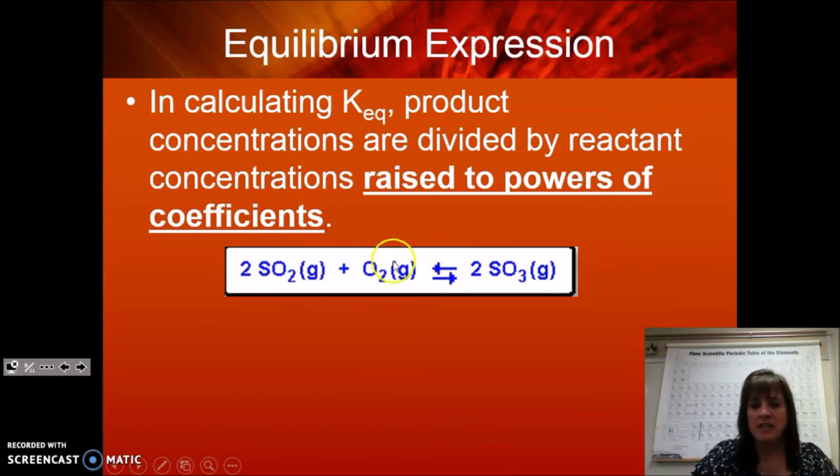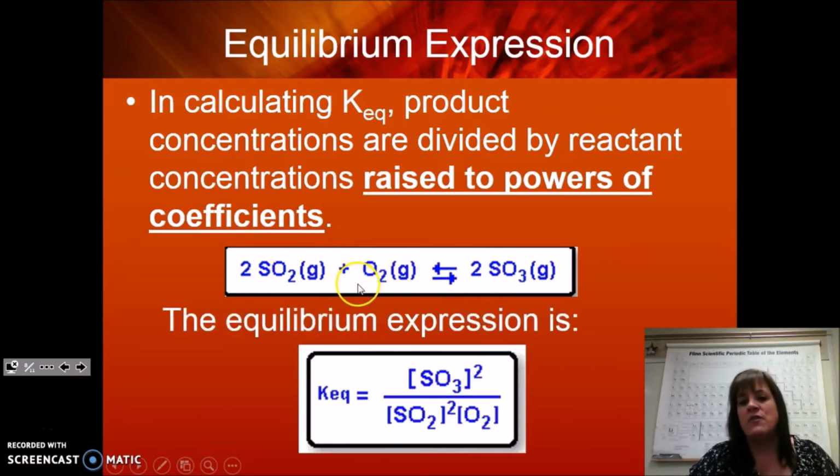There's two, if we balance the equation, we get 2 sulfur dioxide plus oxygen gas yields 2 molecules of sulfur trioxide, SO3. So when we write the KEQ, it's the concentration of the product raised to the power of the coefficient over the concentration of the reactants raised to the powers of their coefficients.